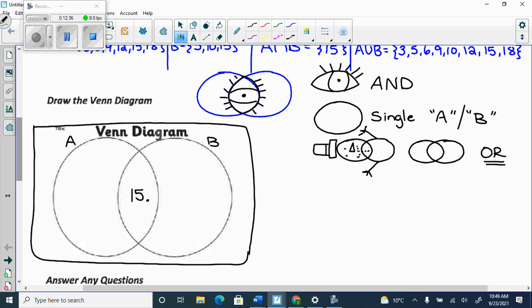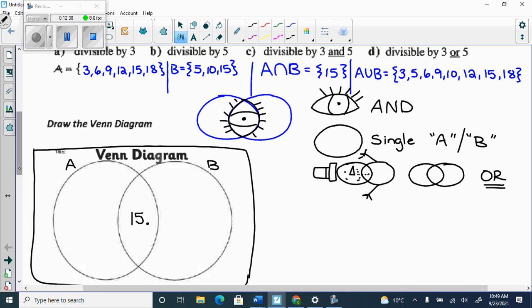In the A circle, I have to have everything that's in A. In A, I have 3, 6, 9, 12. Do I list 15 here? It's already in the circle, isn't it? Just the fact that it's here just means that it's also in the B as well, correct? That's why we list it here. Anything listed here is only in A. Anything listed over here in this moon is only in B, and the thing in the middle is in both. I'm going to have 18 still.